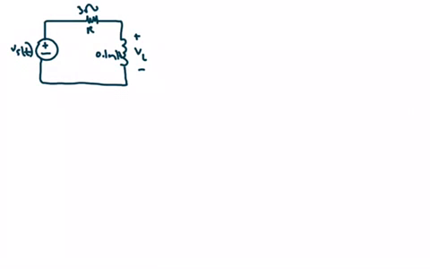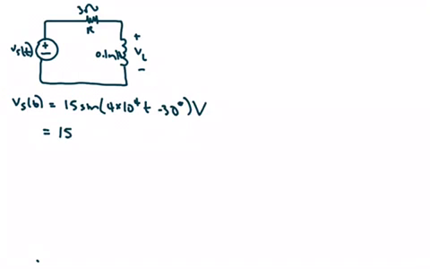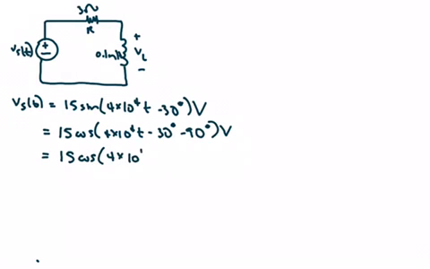For this problem, we're going to do an RL circuit with AC input signal. All right, so we are given that our signal Vs of t is 15 sine(4 times 10 to the fourth t minus 30 degrees). Now remember, we always want to deal in cosine, so we're going to change this to a cosine by subtracting 90 degrees from this 30 degrees phase shift. And so what we're left with is 15 cosine(4 times 10 to the fourth t minus 120 degrees).